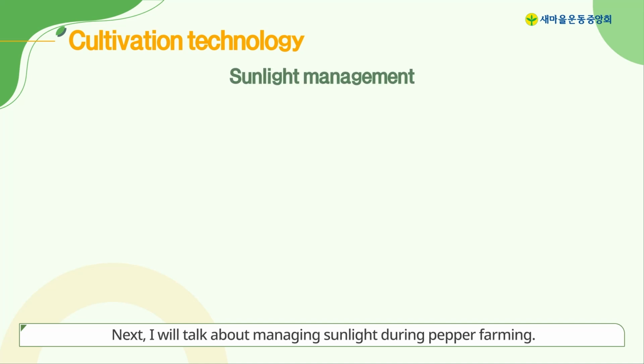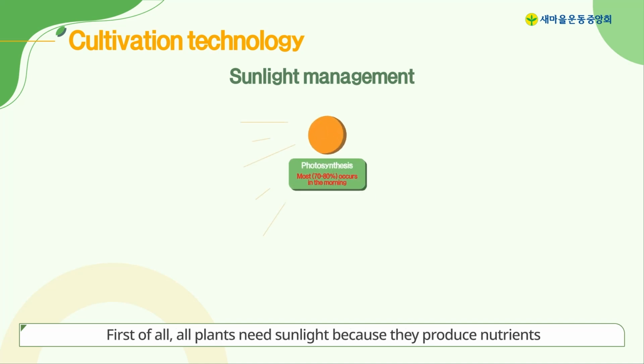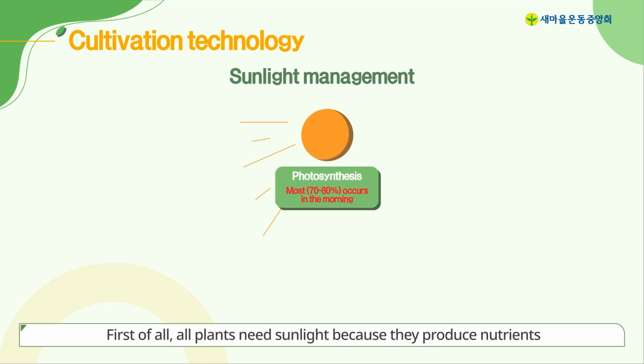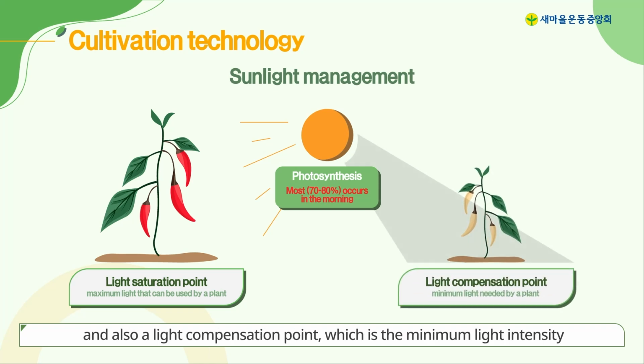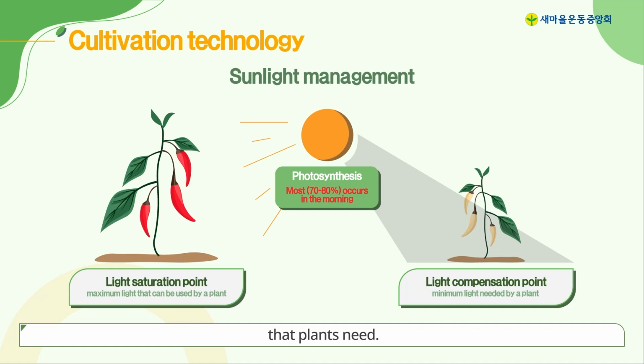Next, I will talk about managing sunlight during pepper farming. First of all, plants need sunlight because they produce nutrients through photosynthesis. When it comes to light, there is a light saturation point, which is the maximum light intensity that plants can make use of, and also a light compensation point, which is the minimum light intensity that plants need.